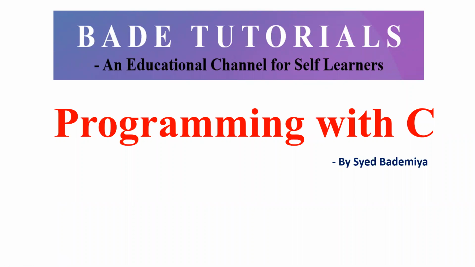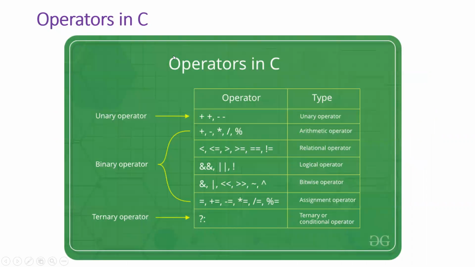Today we are going to see some of the C concepts. Observe here, today's concept is all about operators in C. Now we are going to see the unary operators, binary operators and ternary operators in C.